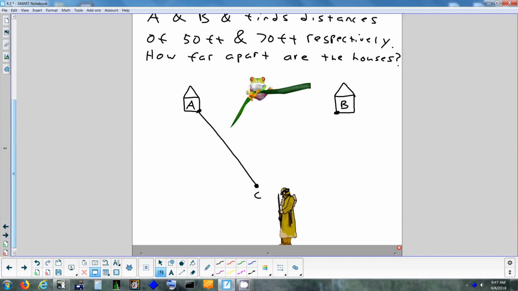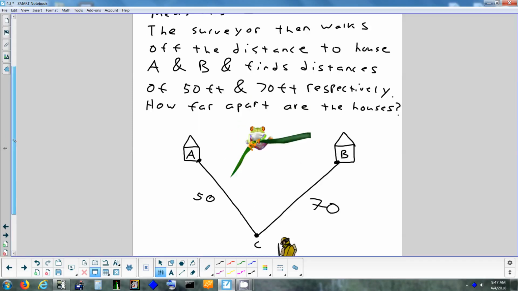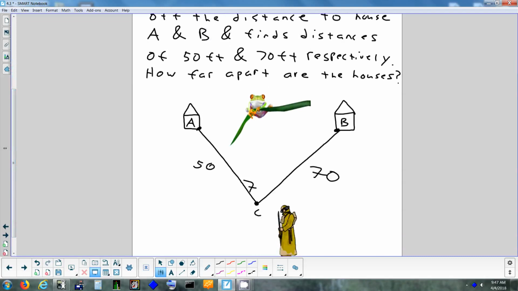How far was it from the surveyor to house A? What did the problem say that was? 50 feet. How about from the surveyor to house B? 70. And angle ACB was how much? 70. Just a coincidence, 170 degrees. Side, angle, side. SAS. So that's a law of cosines problem.